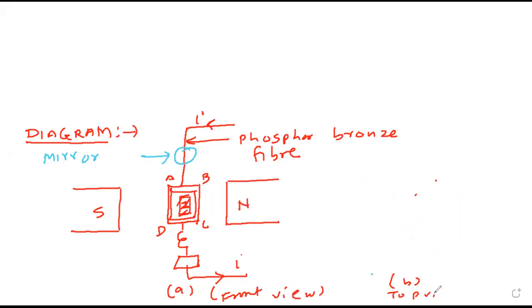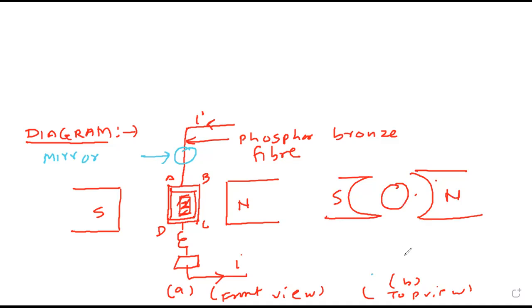Front view is as shown in figure A. This is the top view. From the top, you will be able to see the curvature of the north pole and the curvature of the south pole, not a straight line. And this is the iron core. And here is the thickness of the coil from the top.